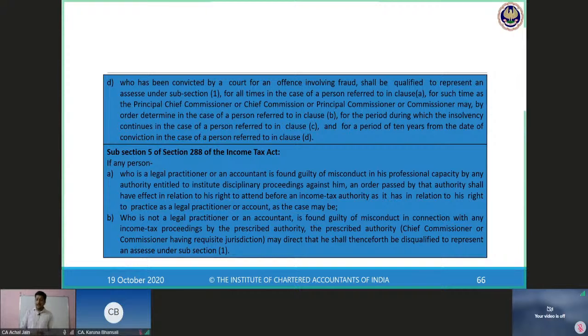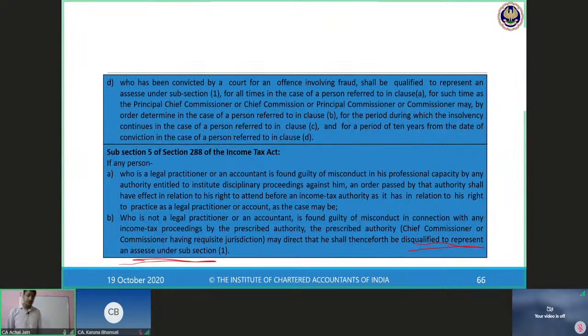If any person who is not a legal practitioner or an accountant is found guilty of misconduct in connection with any income tax proceedings by the prescribed authority, the prescribed authority, meaning the Chief Commissioner or the Commissioner having requisite jurisdiction, may direct that he shall henceforth be disqualified to represent an assessee under subsection 1.